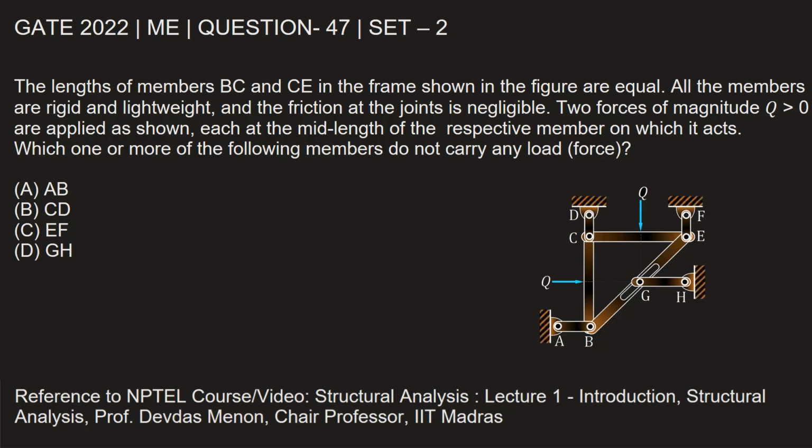Two forces of magnitude Q greater than 0 are applied as shown, each at the mid length of the respective member on which it acts. Which one or more of the following members do not carry any load or force?